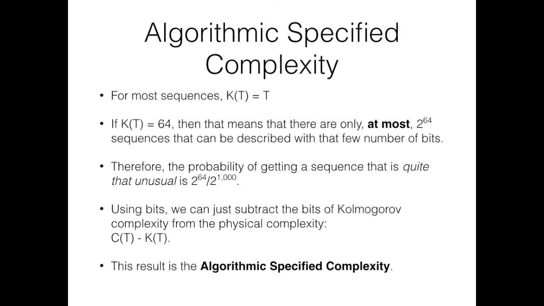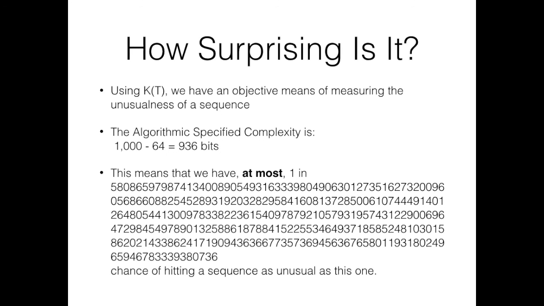So we can say that the physical complexity of our sequence minus the Kolmogorov complexity of our sequence is the algorithmic specified complexity. So we take the number of bits that our sequence is, and we subtract from it the number of bits that we can describe it with, and the result is the algorithmic specified complexity. So, how surprising is it? Using Kolmogorov complexity to define how complex our specification is, we have an objective means of measuring the unusualness of a sequence. So in our case, the algorithmic specified complexity is 1,000 minus 64, which is 936 bits.